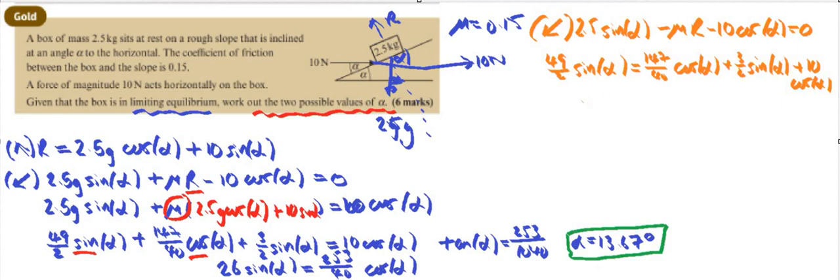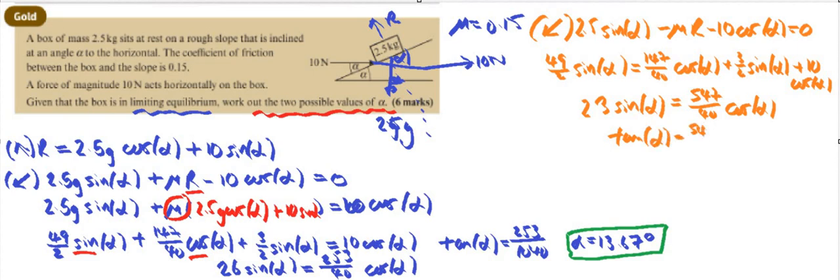So this time, when I put them together, I've got 23 sine alpha, because this sine over here I'm going to subtract from both sides. And that's equal to 547 over 40 cos alpha. And that gives me tan alpha, which is 547 over 920, which means that my alpha is equal to 30.7. So that's my second solution.